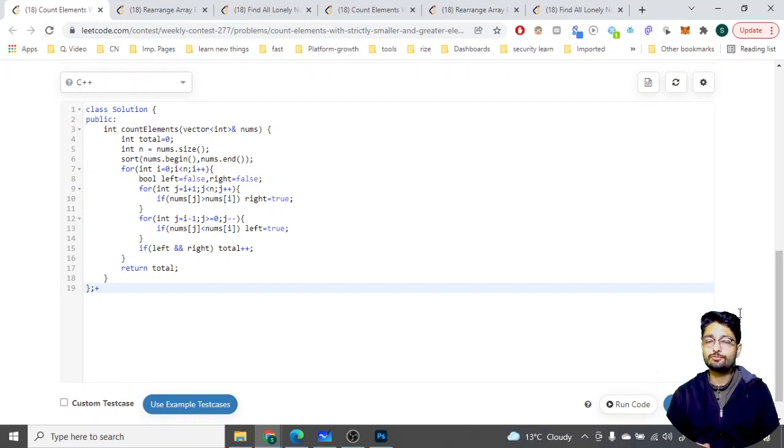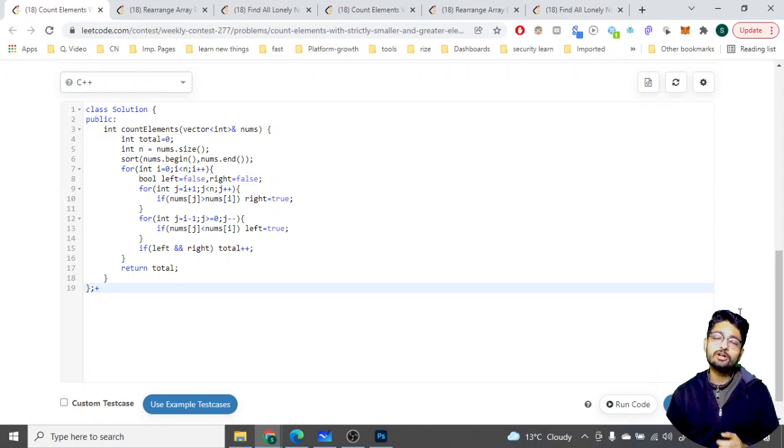Now I'll iterate from the current number I plus 1 till the end, and if I find any number that is greater than nums of I, then we'll make right true, that I have found a number that is greater than the I element on the right side. Similarly, I'll move on the left side and if I find a number that is strictly smaller than that, I'll make it also true.